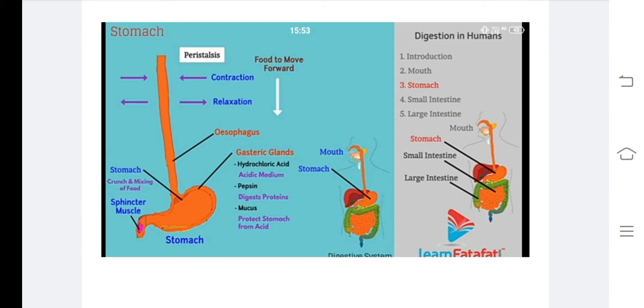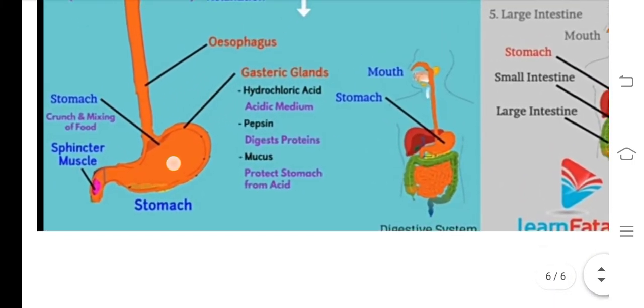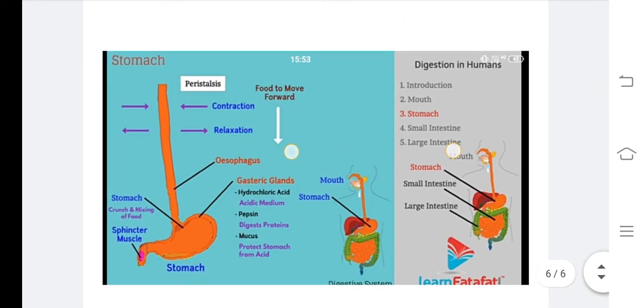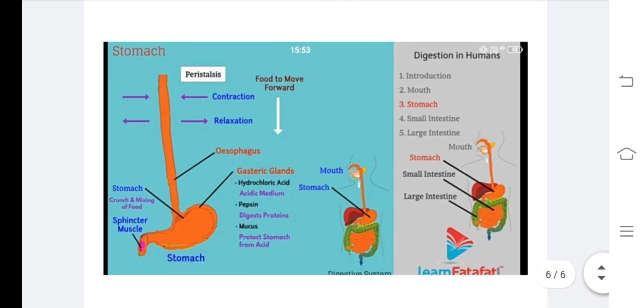Very important point to be noticed about the stomach. It is the widest part of the alimentary canal. Then what is the function of the stomach? The stomach helps to store the food and also digest some amount of food. Once again, the main function of the stomach is to store the food and digest some amount of food.